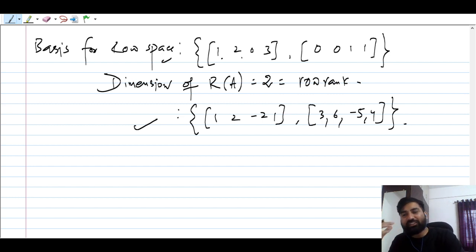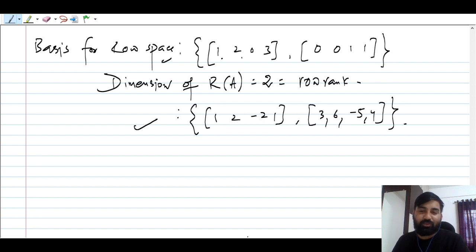So how to find the basis for row space, that I have told you, right? See, row space is nothing but the space containing the row vectors, right? And the basis for row space is going to be those rows which are linearly independent rows, where pivots are present, right?